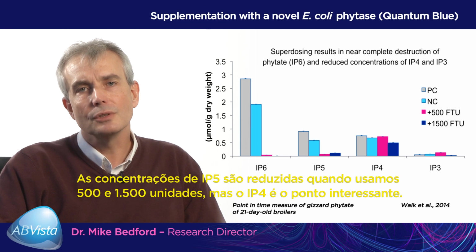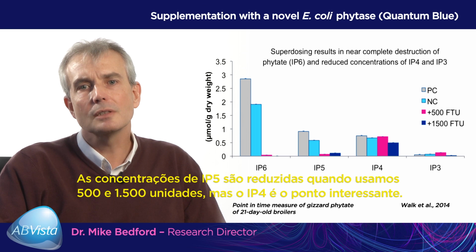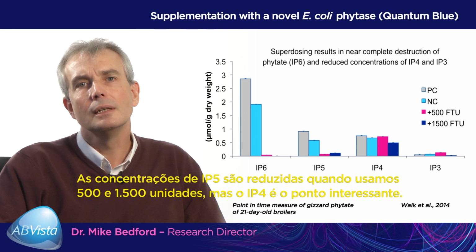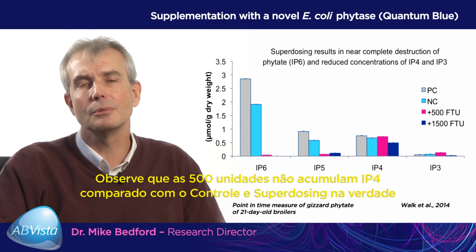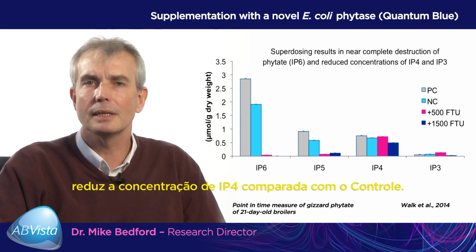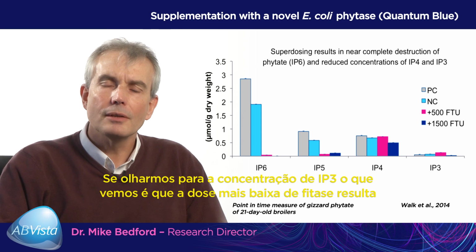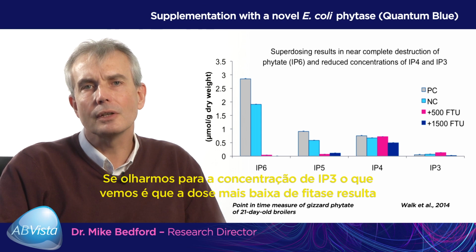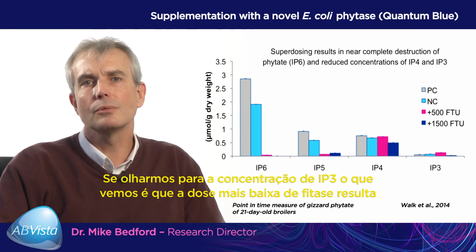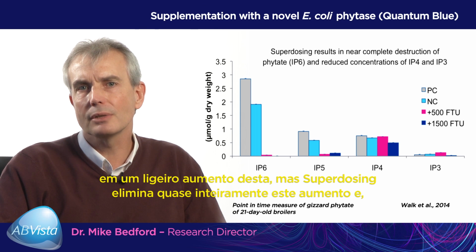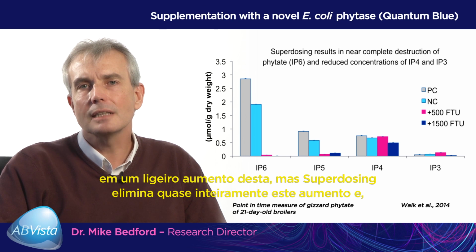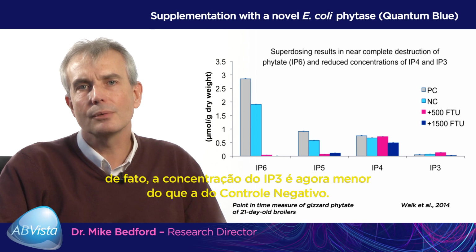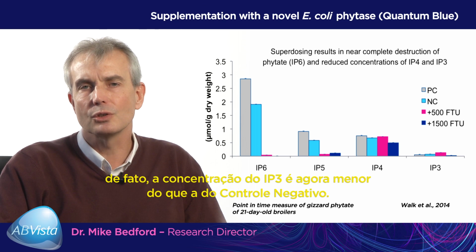IP5 concentrations are reduced when we use 500 and 1500 units, but the IP4 is the interesting point. Notice the 500 units does not build up IP4 compared to the control, and superdosing actually reduces IP4 concentrations compared with the control. If we look at IP3 concentrations, what you can see here is that the lower dose of phytase actually results in a slight increase in IP3 concentrations, but superdosing removes that increase almost entirely, and in fact the concentration of IP3 is now lower than that of the negative control.